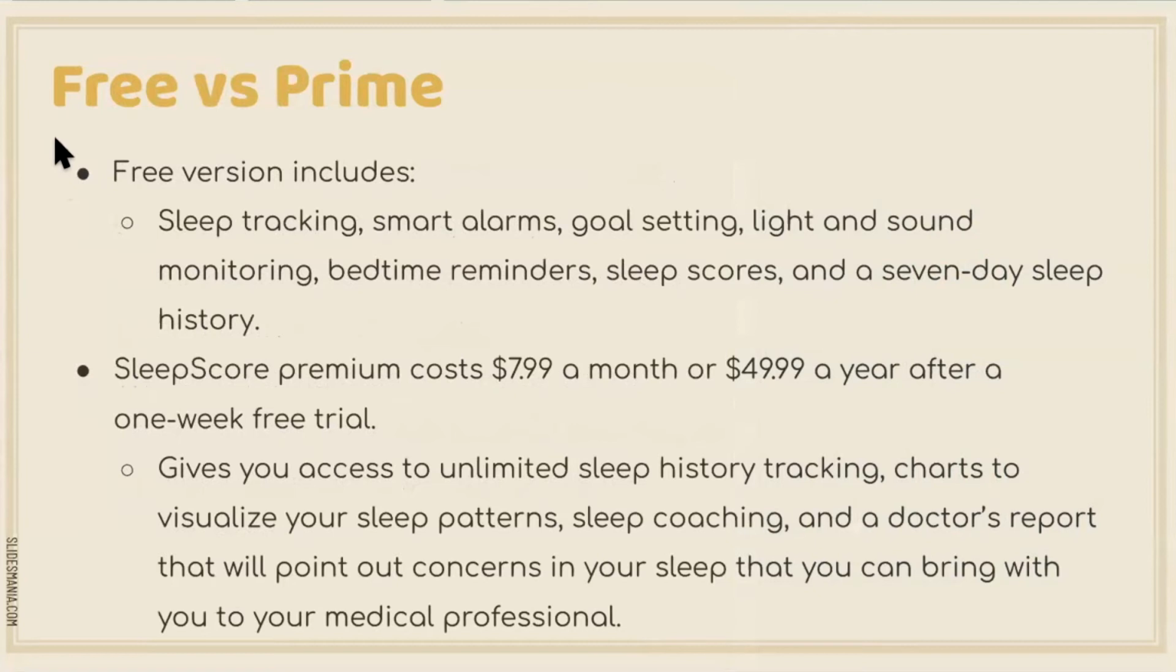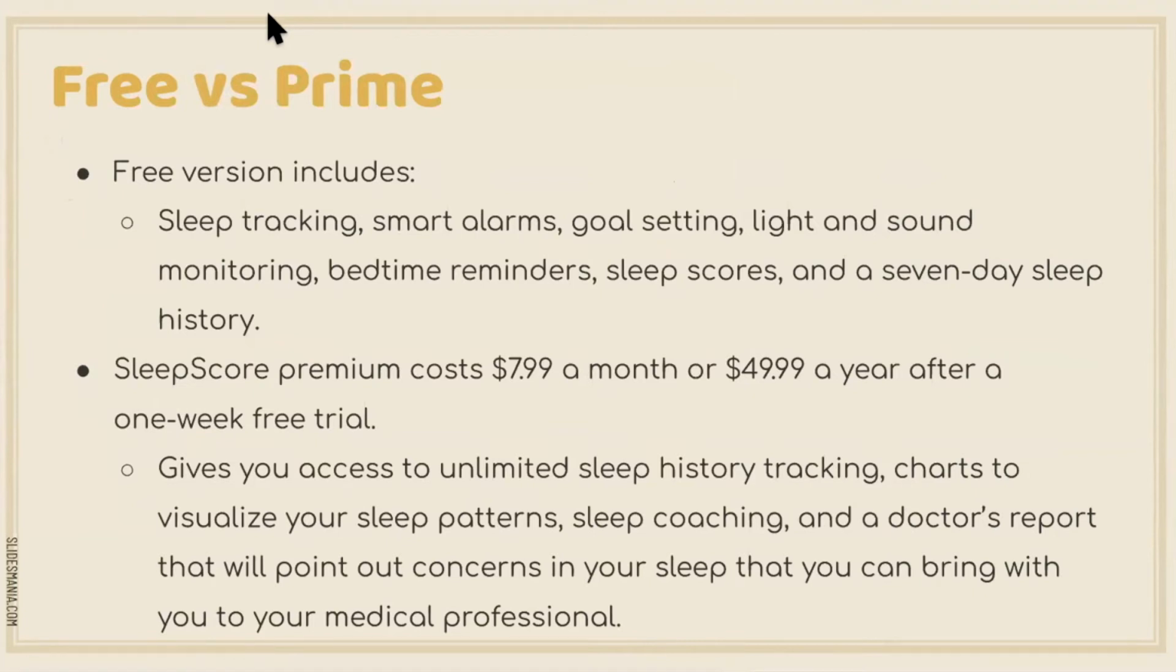Now the differences between the free version and the premium or prime version. The free version includes many features, which is great because a lot of apps actually do not include this many features for just a free version, but they have sleep tracking, smart alarms, goal setting, light and sound monitoring, bedtime reminders, sleep scores, as well as a 7-day sleep history that you can look at.